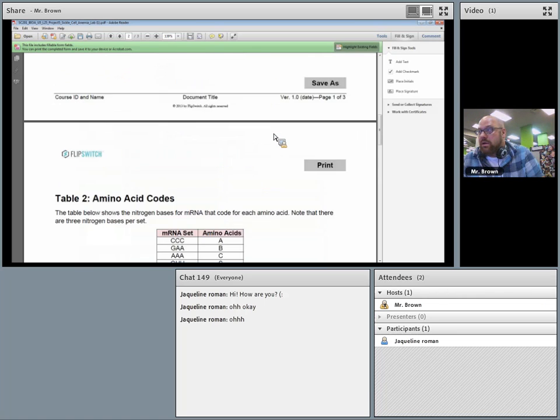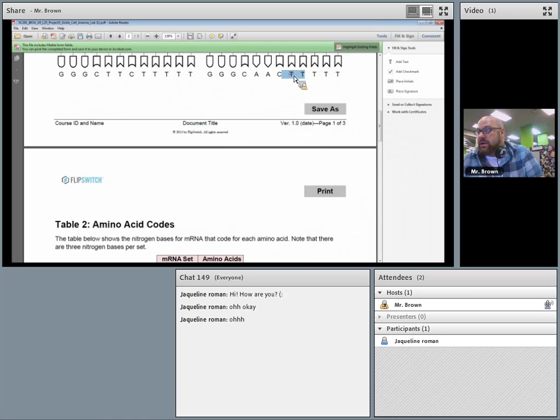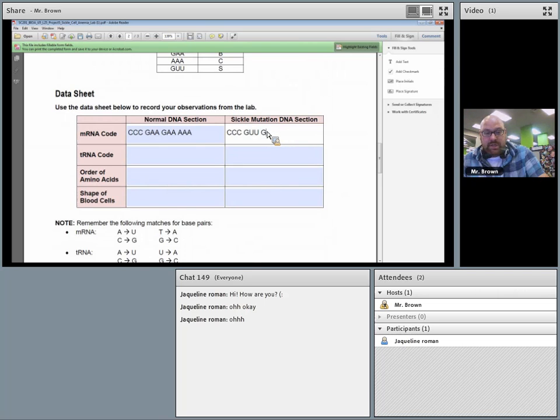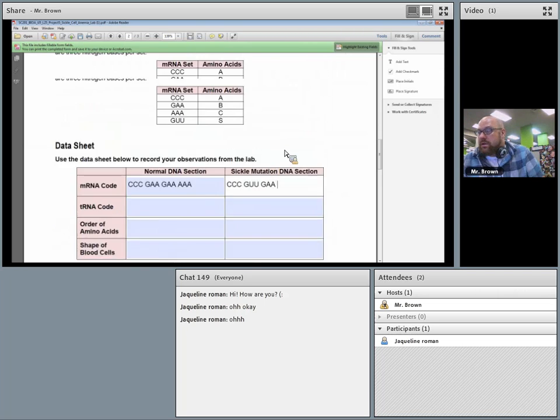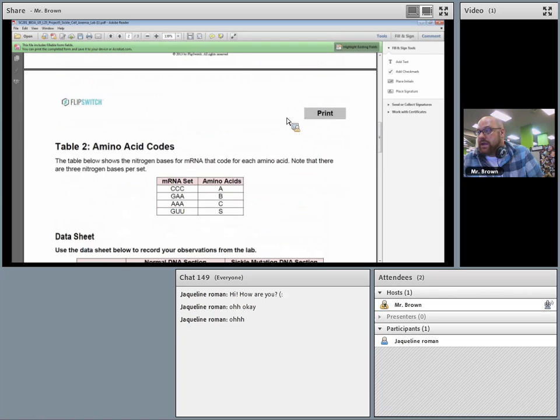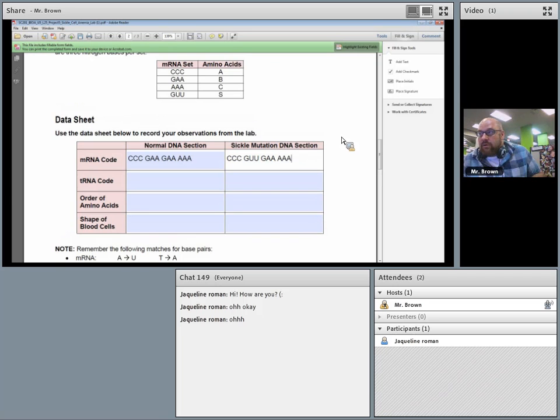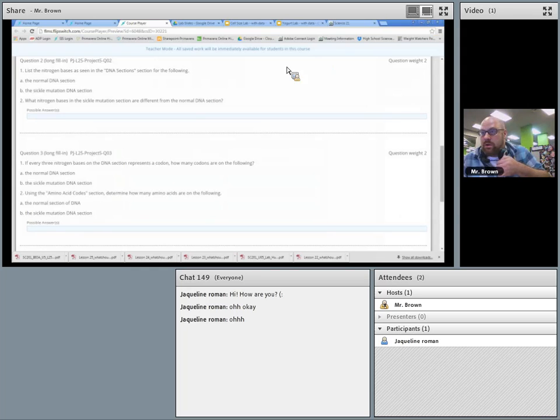Okay. Go back up here. Third set of three, CTT becomes GAA. And then lastly, TTT, same as the original, AAA. All right. So there are four amino acids coded for each strand. Okay, so the question asks you, using the amino acid code section, determine which amino acids are coded for on the following strands. So there's four codons on each strand and four amino acids on each strand.